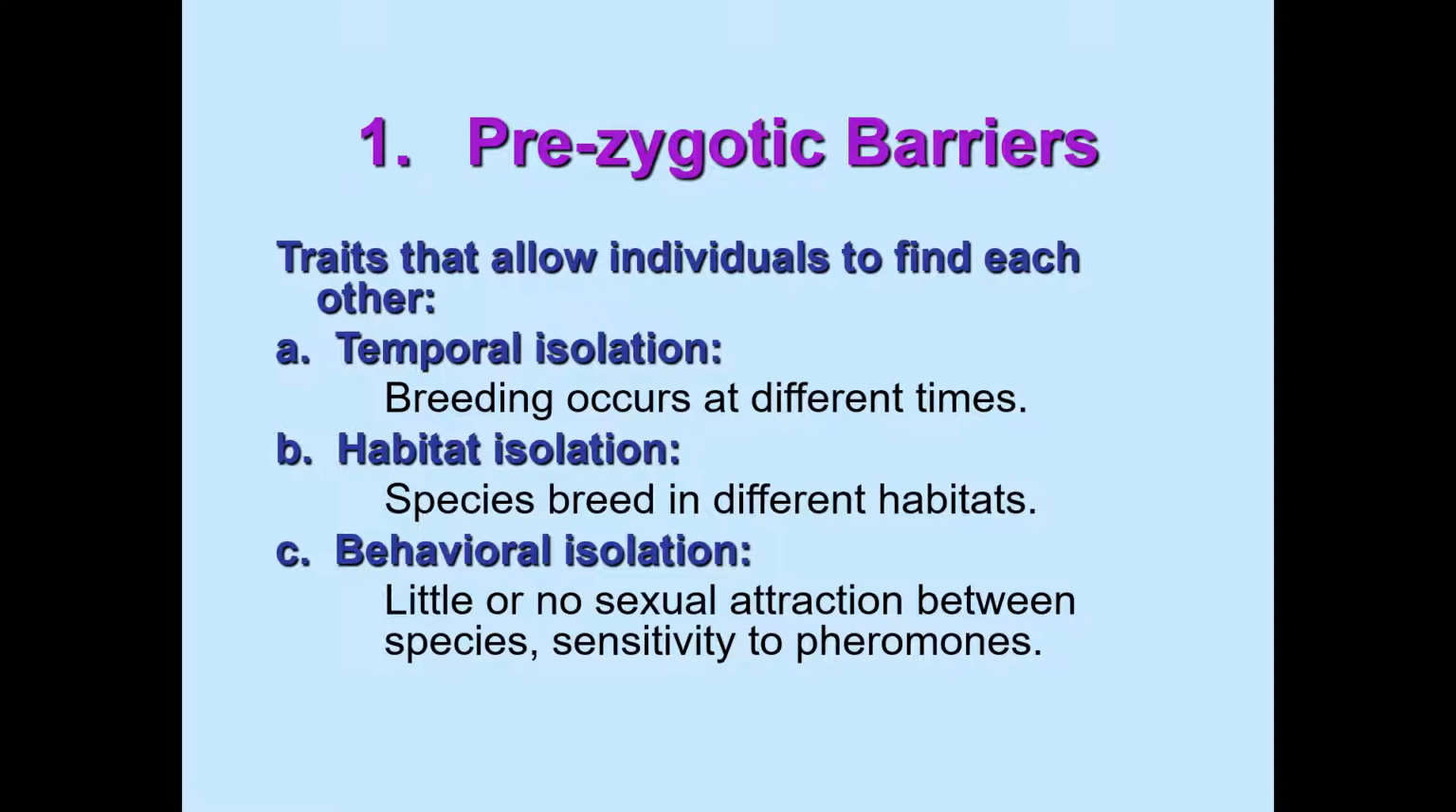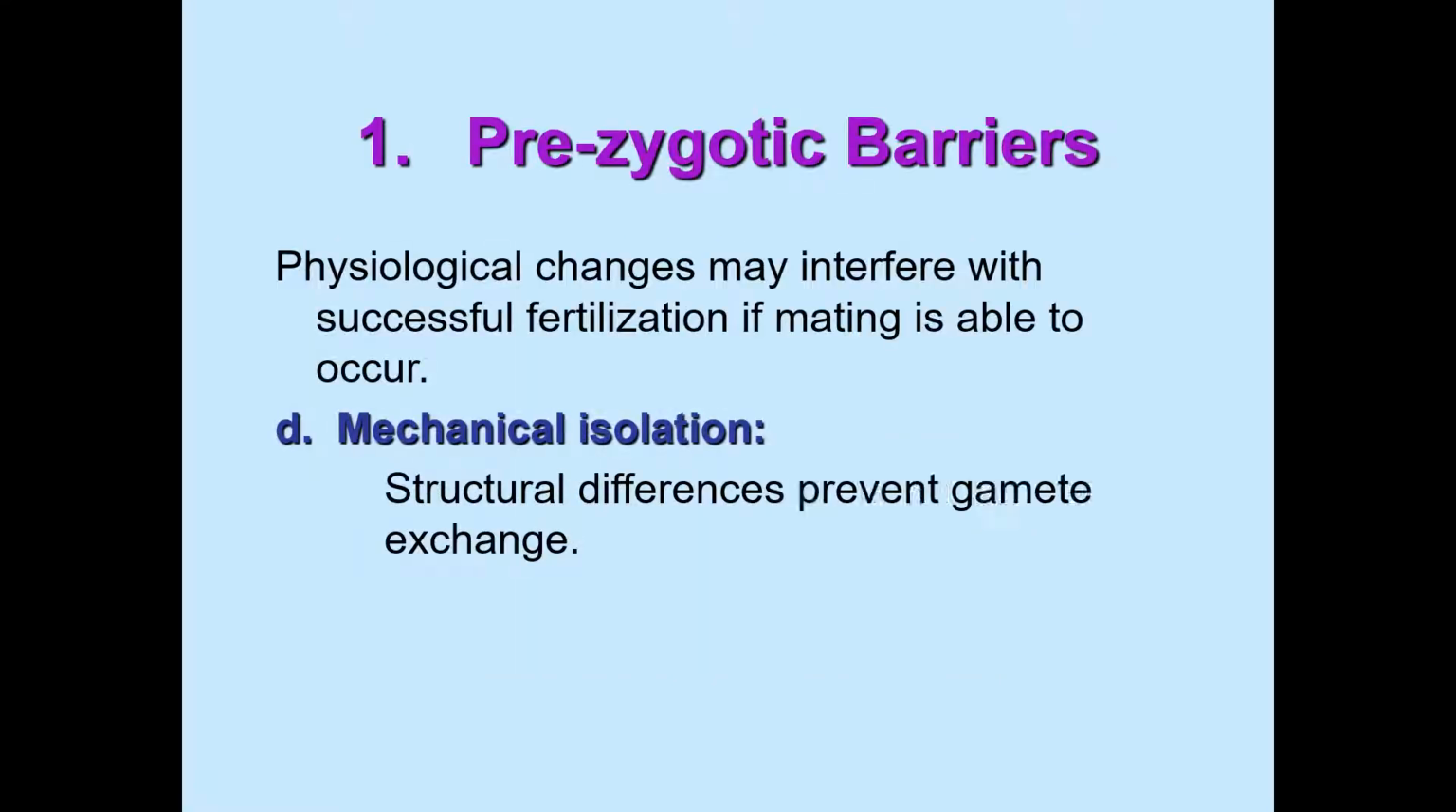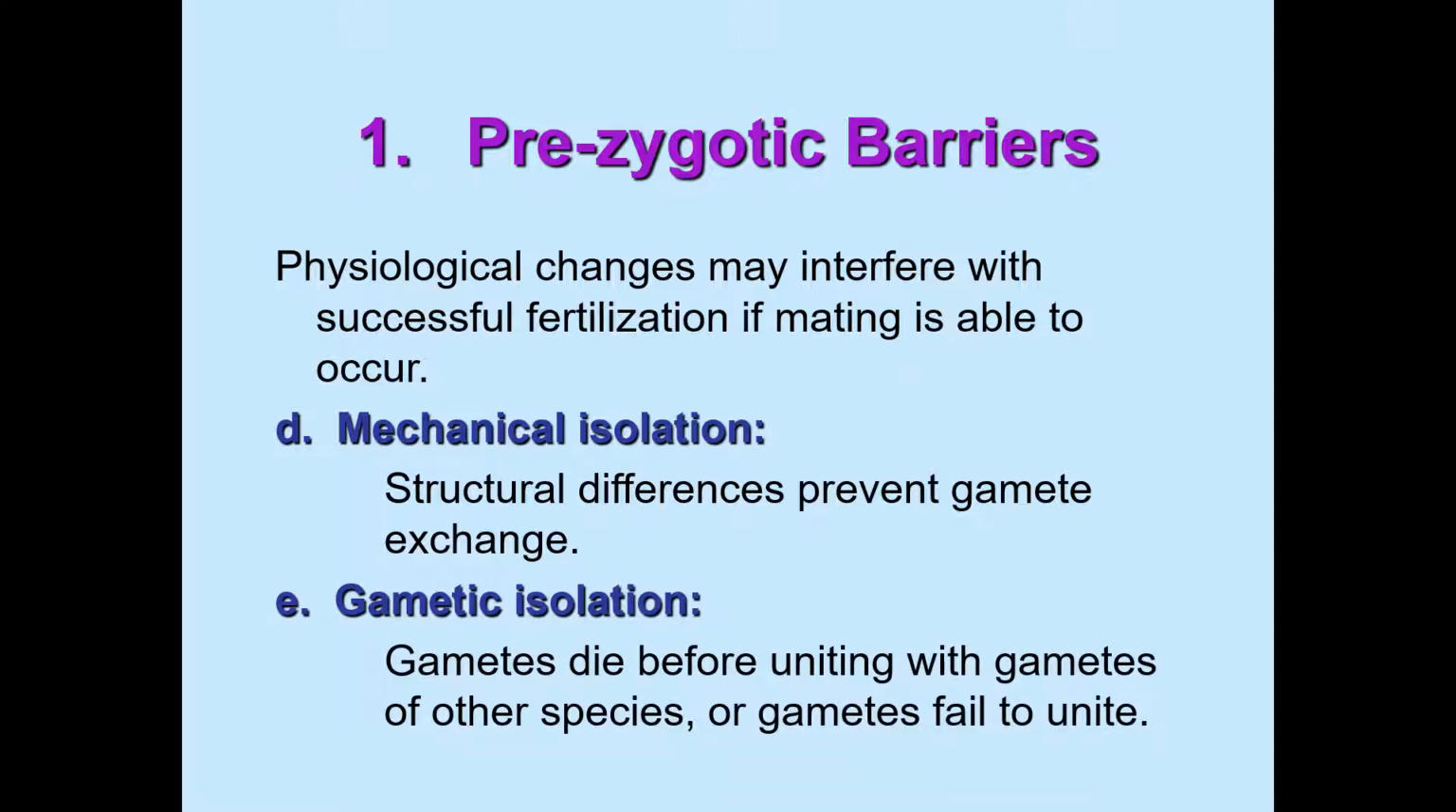Physiological changes in evolution may interfere with successful fertilization. Now, you can also have physiological changes that cause mechanical isolation. You can have structural differences that prevent gamete exchange, or you can also have gametes that die, or gametes that fail to unite and fertilization just doesn't happen at all.